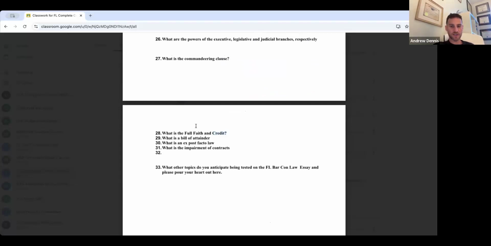A bill of attainder, these three could be tested. A bill of attainder means punishment without trial. It's unconstitutional. An ex post facto law means retroactively imposing punishment for behavior that was legal at the time. It's also unconstitutional. And then finally, impairment of contracts, also unconstitutional, means the government impairing a private or public contract.